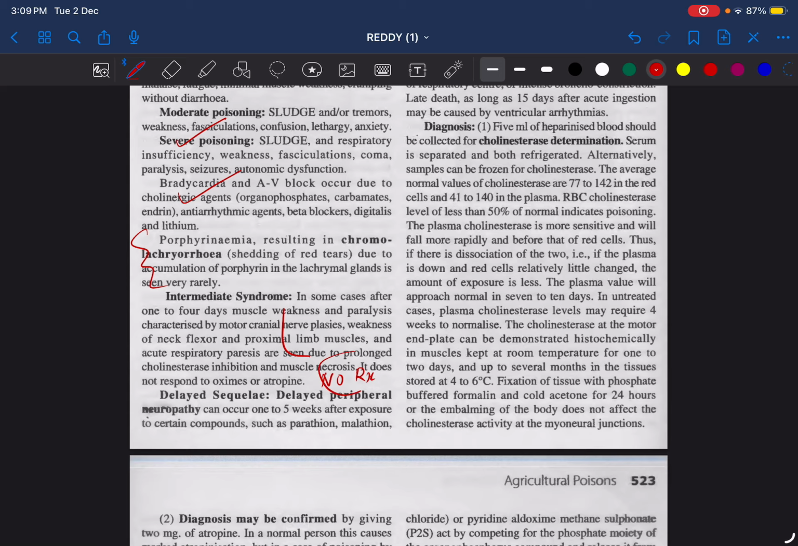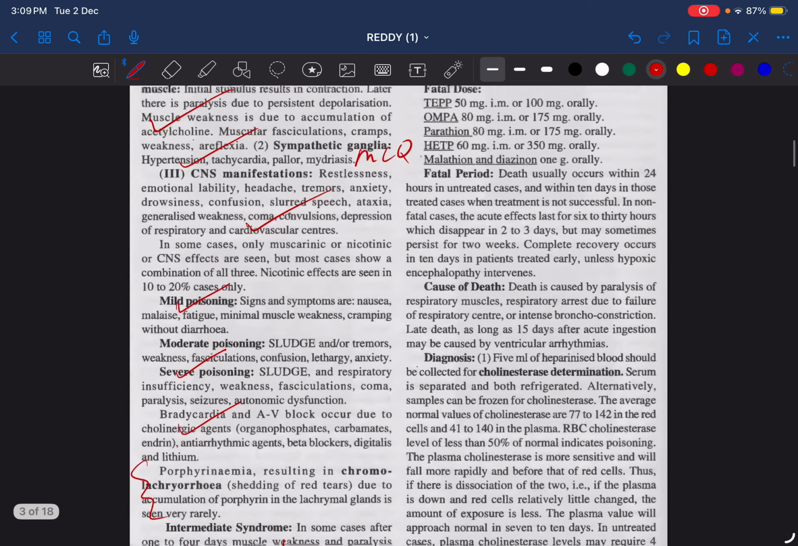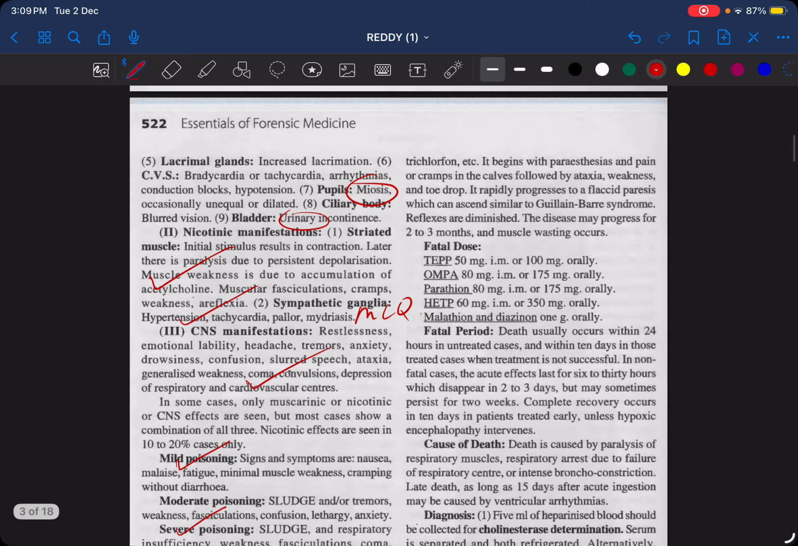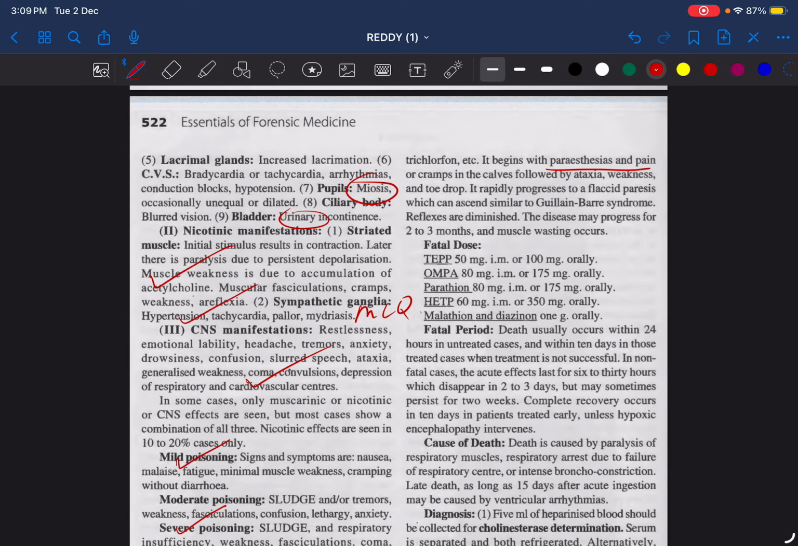This is again an MCQ. Is there any treatment for intermediate syndrome? There is no treatment for intermediate syndrome. Sometimes after 5 weeks there is something called delayed peripheral neuropathy, in which the patient will experience paresthesias, pain or cramps in the calf, followed by ataxia, weakness, and toe drop.